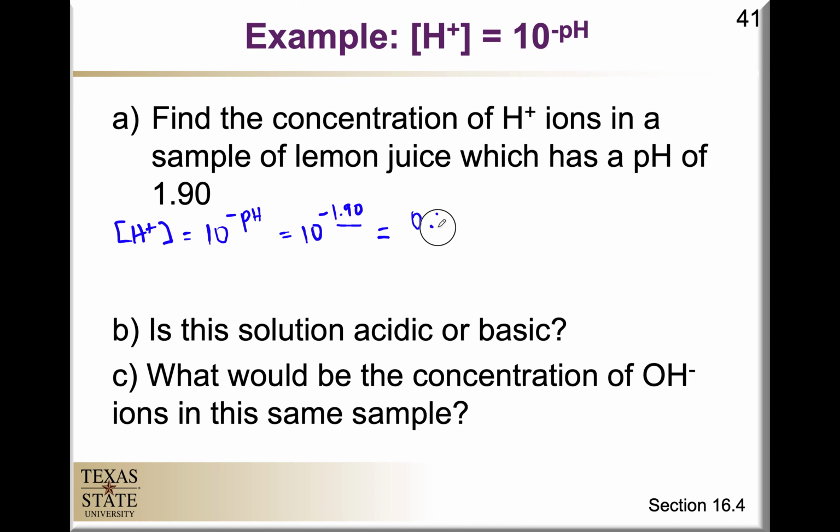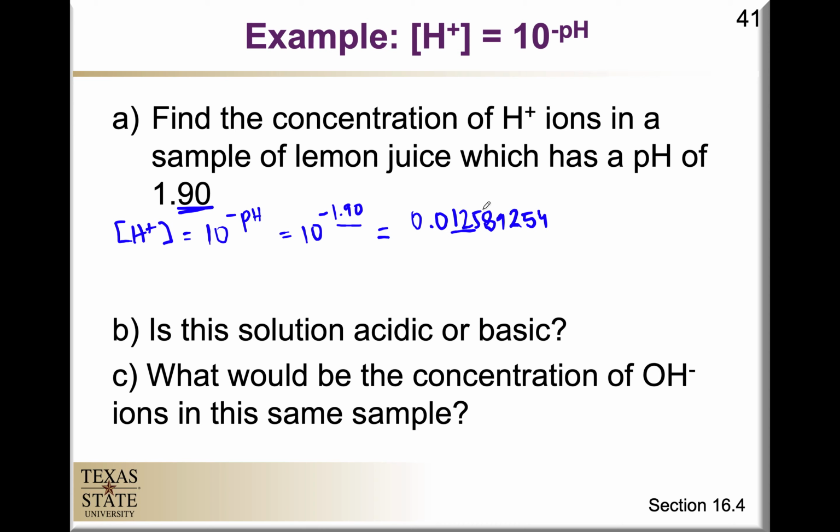It's 0.012589254. But of course, we're going to take care of the significant figures. We said that if we were going from the pH to the hydrogen ion concentration, what we were going to look at was the number of decimal places on the pH, and that would give us the number of significant figures that we need. So we need two significant figures. The zeros to the left of the non-zero digits do not count as significant figures, so really we're looking at keeping these values right here.